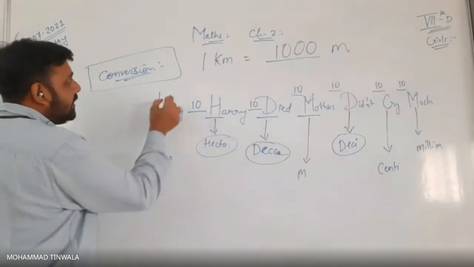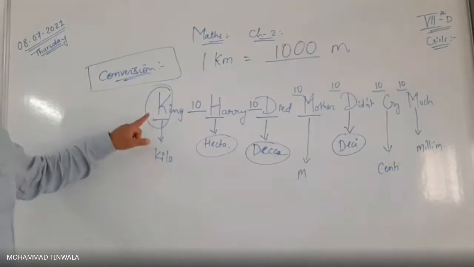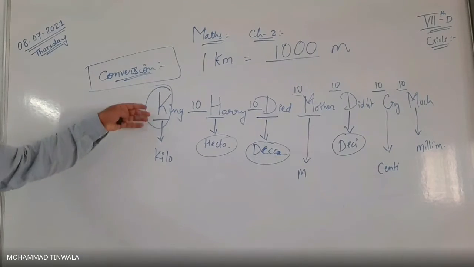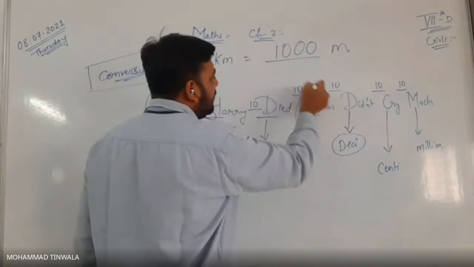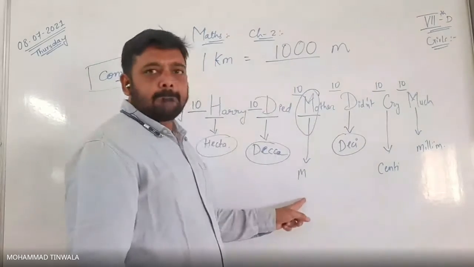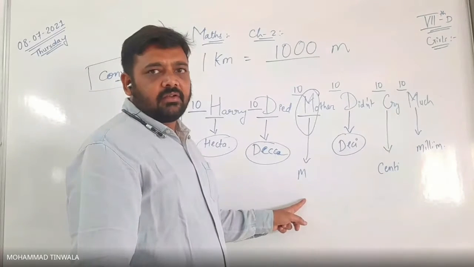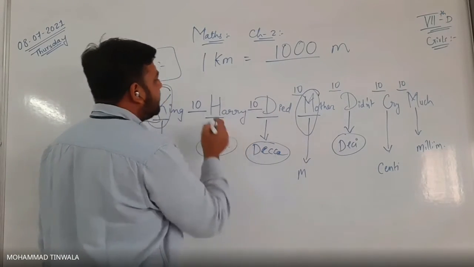If you calculate, kilometer stands with King. That stands for K. Yes or no? Yes. And meter stands for mother, which stands for M. Now you calculate the difference of all these three is 10.